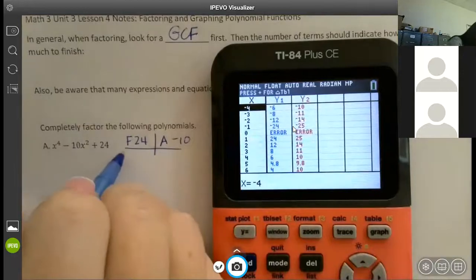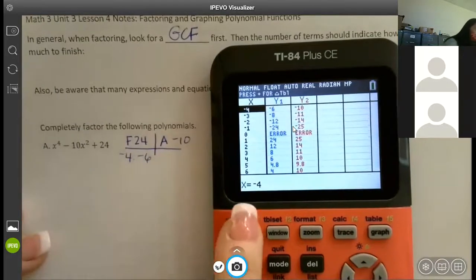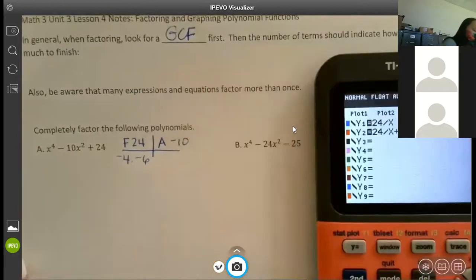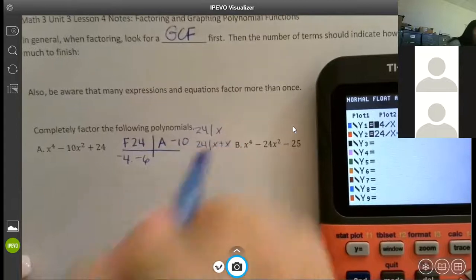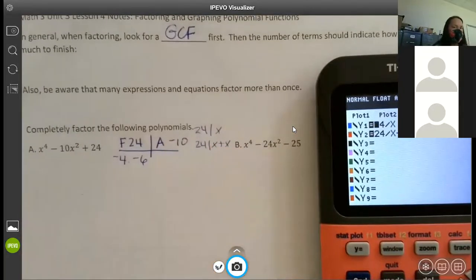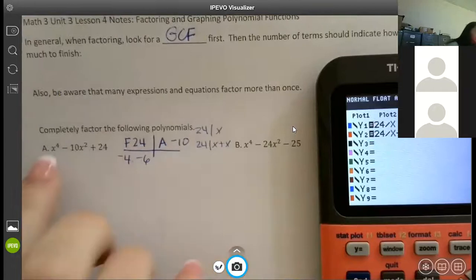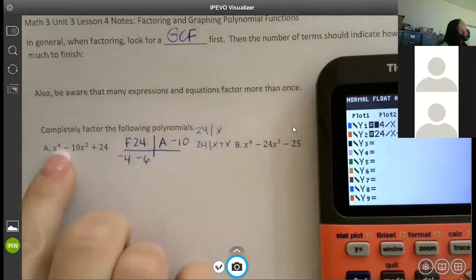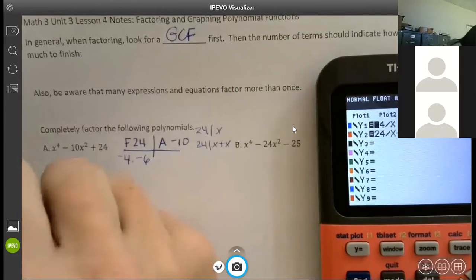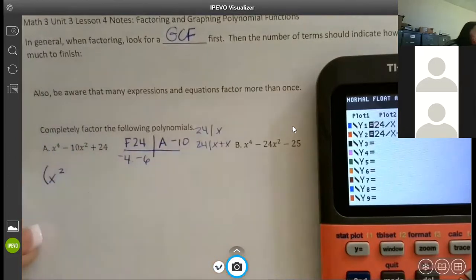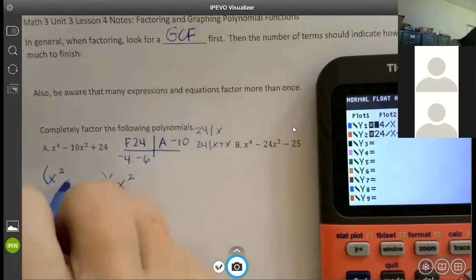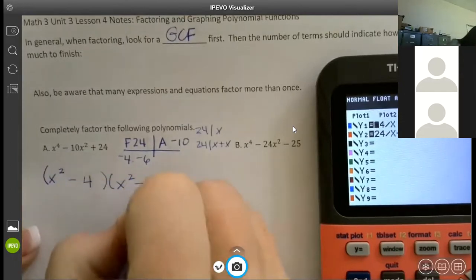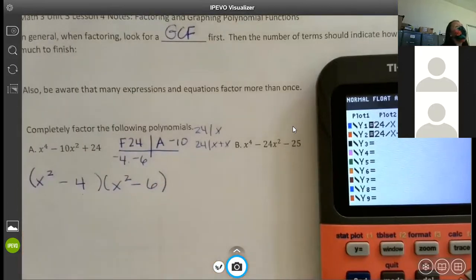Let me go back to y equals so that you guys can see that real fast. We did 24 divide x and 24 divide x plus x. And all you're going to do is change that number every single time, okay? So this is what we get. We had x to the 4th. Remember the ones that we were doing earlier? We had x squared. You split those up. So we're going to split it into x squared and x squared. And our factors are minus 4 and minus 6. So that's all we did in the very first one.